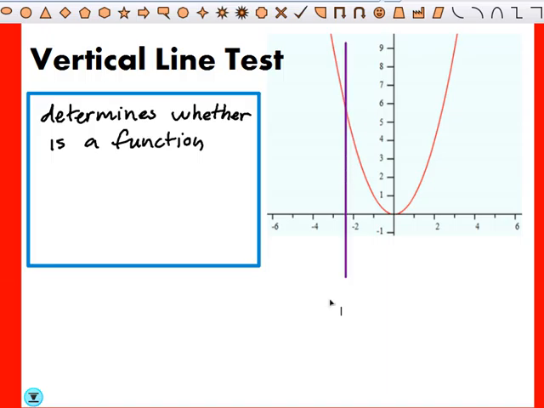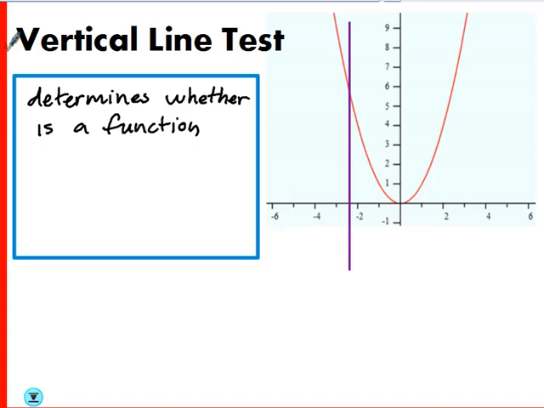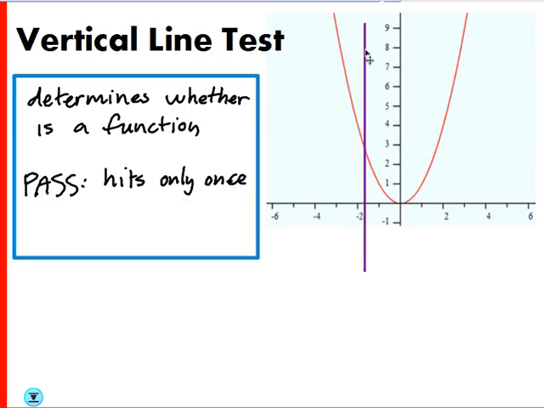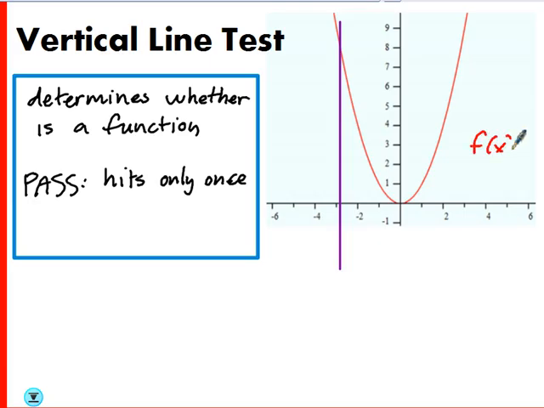How many times does it hit? Now there's a pass and a fail, just like you either pass and fail in Mr. Levis's class. So the pass to determine what's a function. It is a function with a vertical line test if it hits only once. Okay, so it hits only once. Notice on this function, I could remove this vertical line, this purple vertical line. I'm going to take that and move it over, and no matter where that vertical line is, I'm only going to touch this red function once. And again, the red function, of course, the same function we had graphed previously, f of x equals x squared.